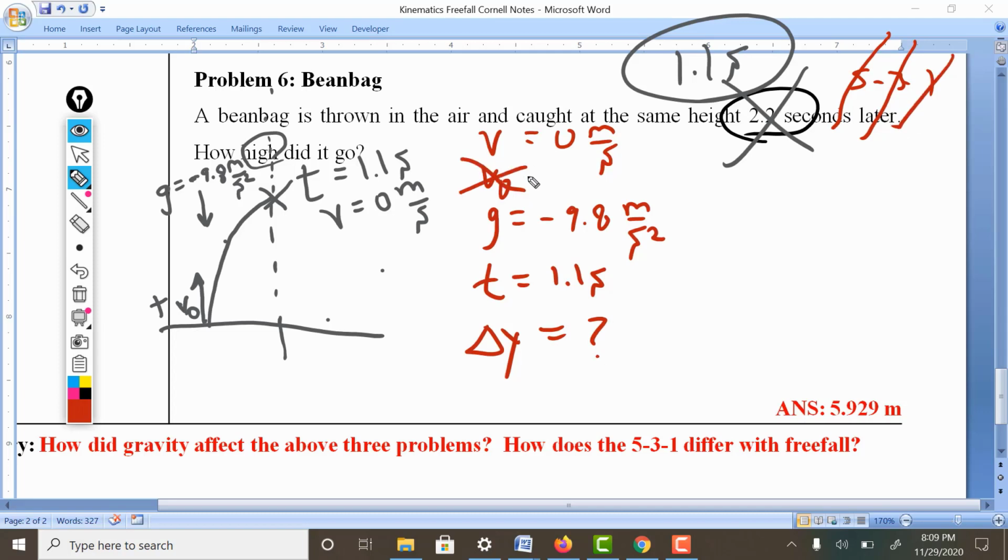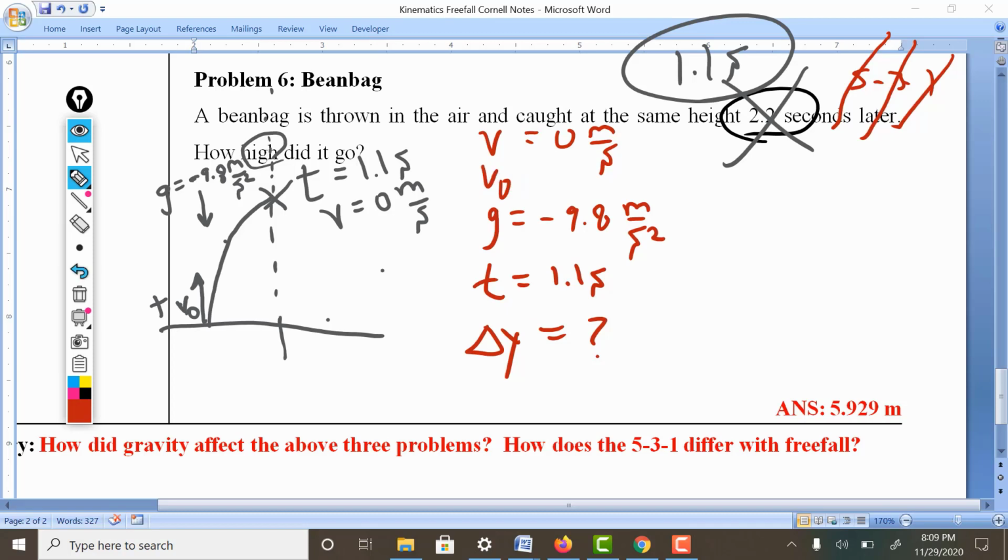This is a great problem on many levels. So what happens is that we cannot solve for delta y without doing some extra legwork. We need to actually find out what V naught is, because if you look at your three kinematic equations, they all need V naught, and V naught is not zero because the final velocity is zero. So let's find V naught.